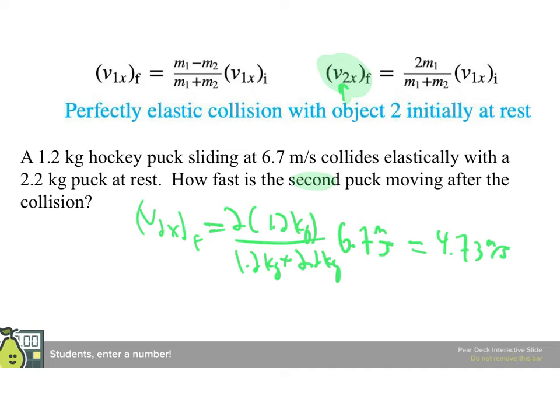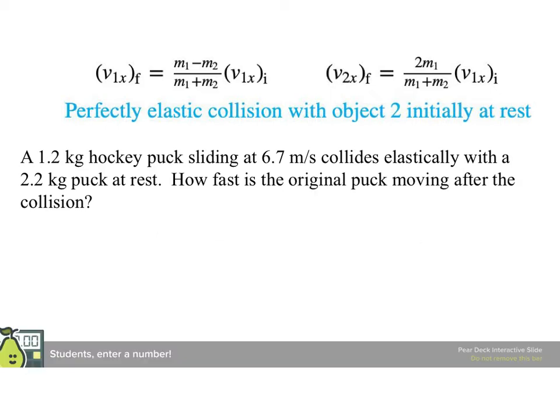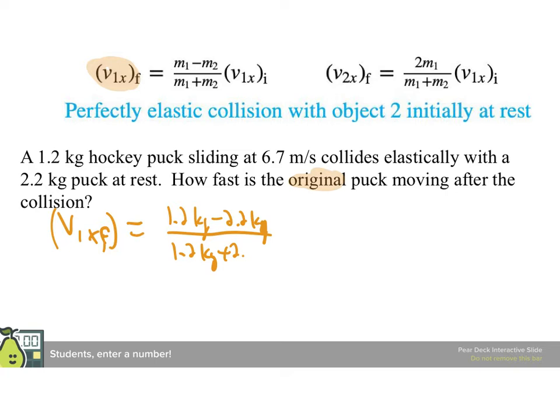So it takes off slower than the original guy, but not crazy much slower, which makes sense because the masses are close. The next question asks how fast the original puck is going. That would be this one. So we say V1x final is the difference in masses, 1.2 kilograms minus 2.2 kilograms, over their sum, 1.2 plus 2.2, times the speed of the inbound guy, 6.7 meters per second, and we get minus 1.97 meters per second.